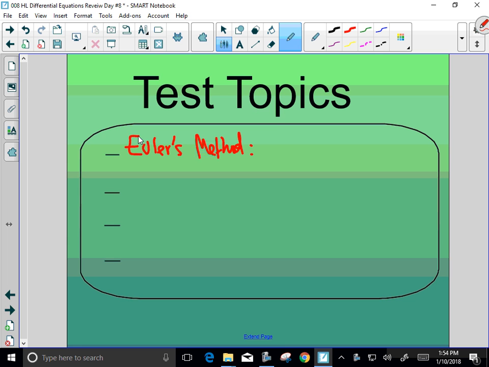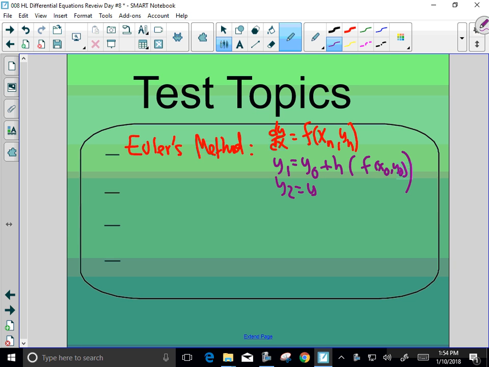You have some derivative equation, dy/dx equal to f of x_n, y_n. So it's some kind of an equation. And then the formula is just going to be y1 equals y0 plus h times f of x0, y0. Then the next one will be y2 equals y1 plus h times f of x1, y1. You just stick those in, and you just keep going. That's Euler's method. What else is going to be on there?